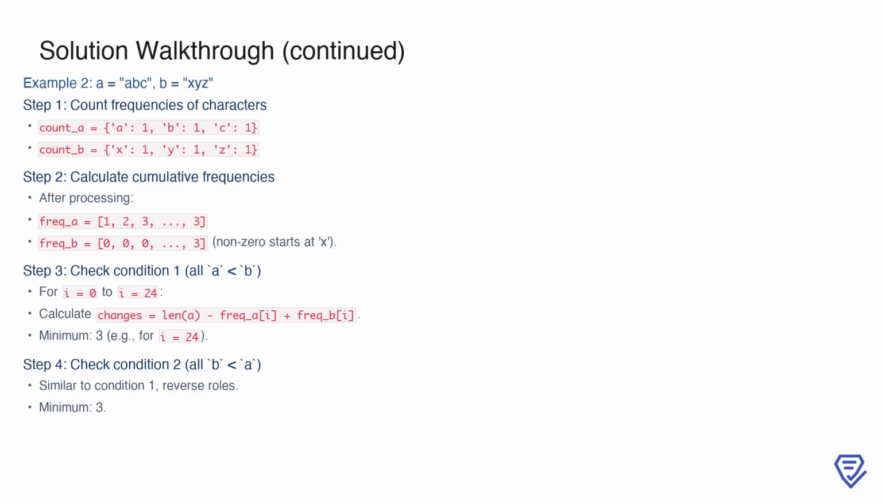To evaluate condition 1, where all characters in A should be less than all characters in B, we calculate the required changes for each split point. For instance, at i equals 24, the changes are minimal at 3. For condition 2, with B being less than A, we reverse the roles of frequency_A and frequency_B. Again, the minimum number of changes is 3.